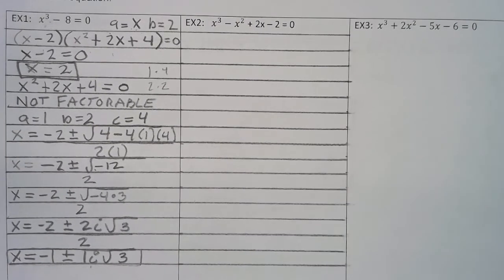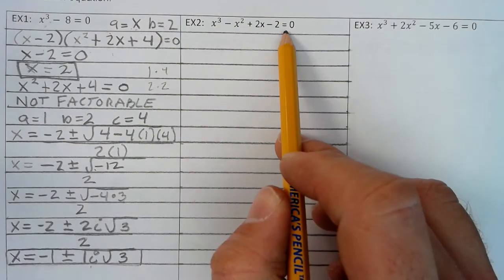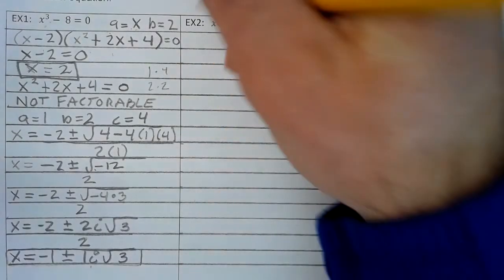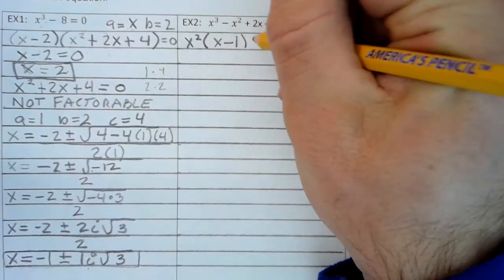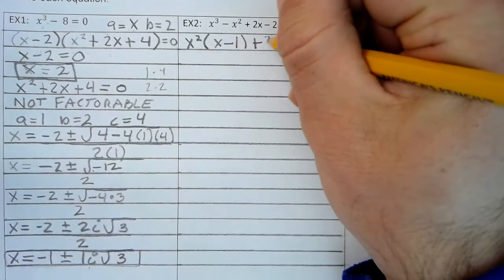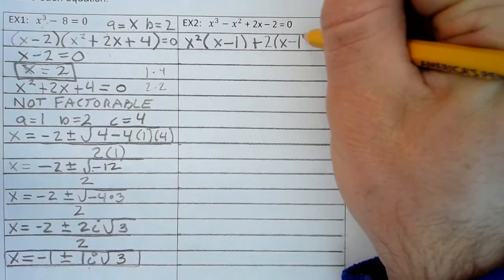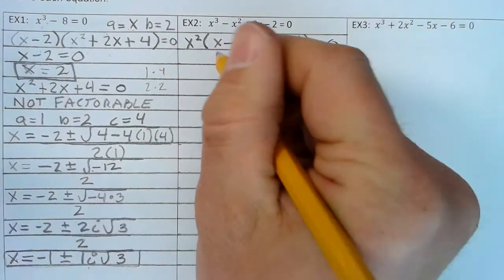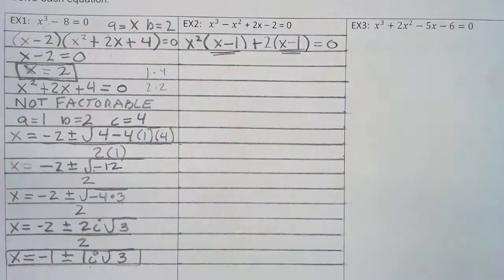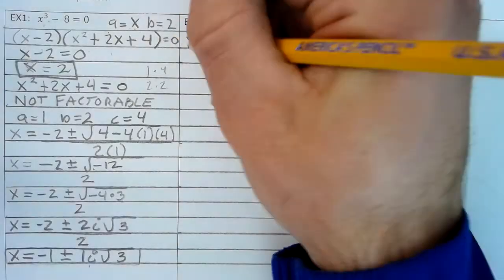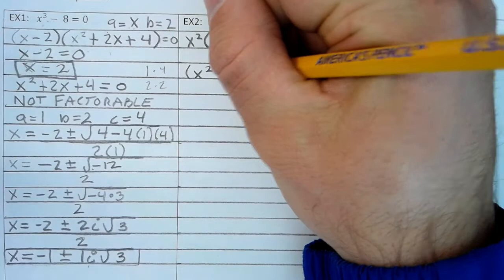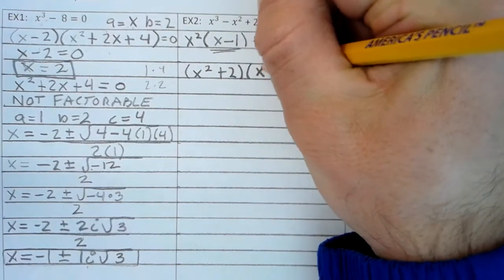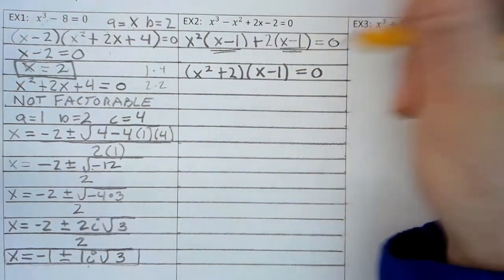All right, so let's look at example 2. All right, now I see 4 terms, so I'm going to start by factoring by grouping. I can factor out an x squared from the first 2 terms, leaving x minus 1, plus, and I can factor out a 2, leaving x minus 1. Since these are both x minus 1, we know that it's factorable by grouping. So we have x squared plus 2 times x minus 1 equal to 0.